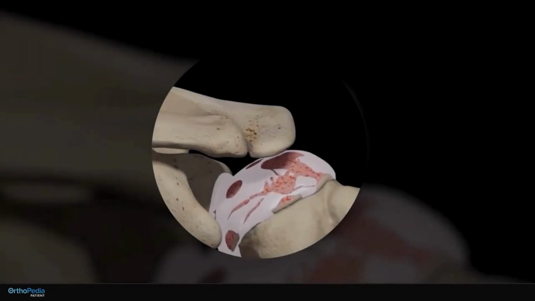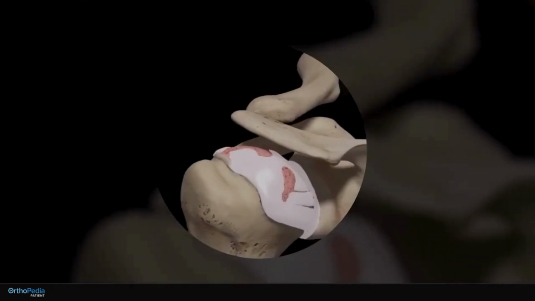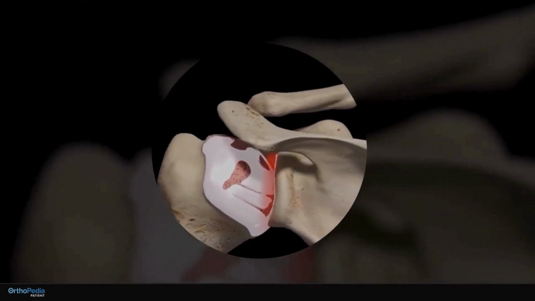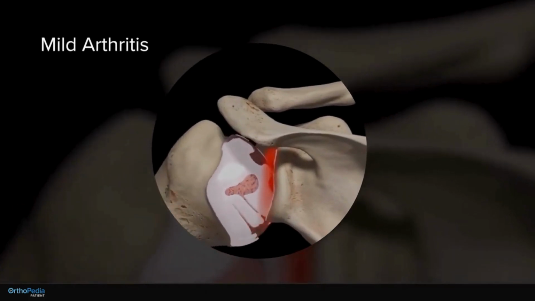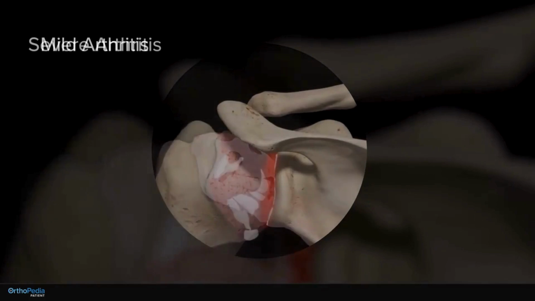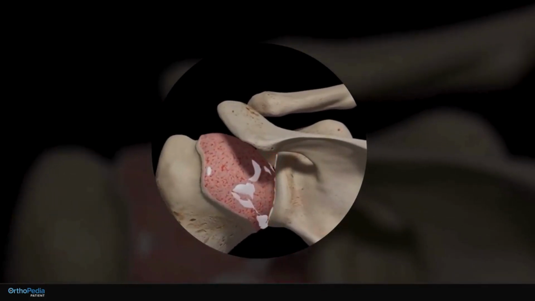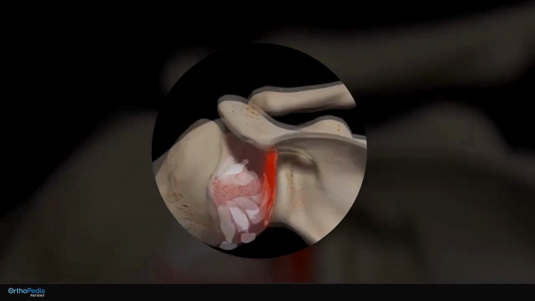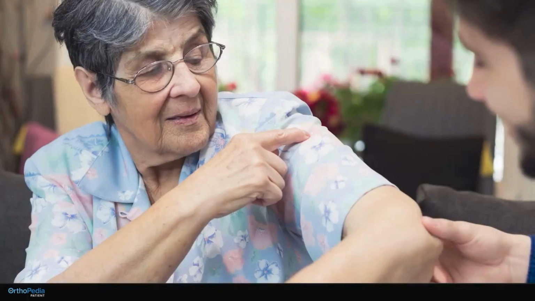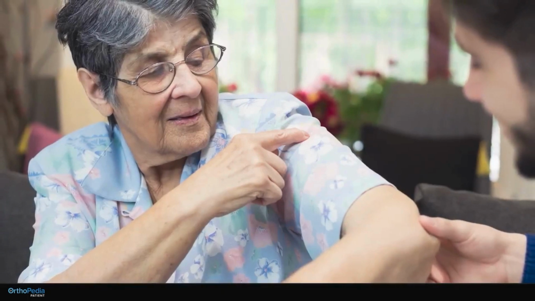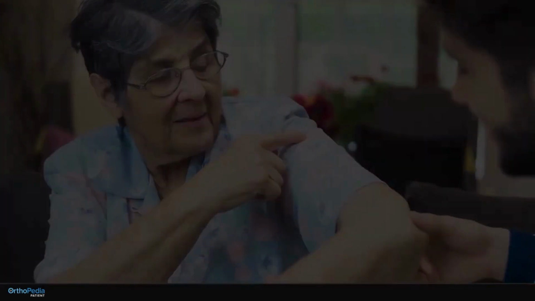Shoulder arthritis is the progressive loss of articular cartilage in the shoulder joint, also referred to as the glenohumeral joint. The severity of arthritis can range from a mild loss of cartilage all the way to a severe loss where bone is contacting bone. Left untreated, it is hard to predict when and how fast arthritis will progress. In addition, the amount of arthritis seen on imaging does not always correlate with the severity of the patient's symptoms.